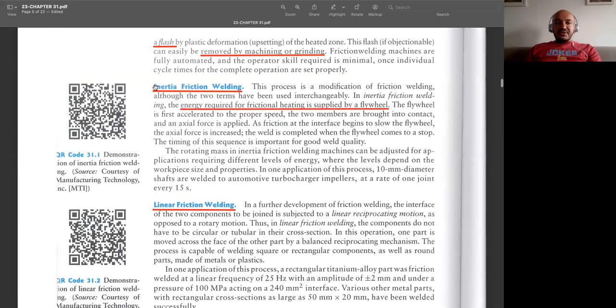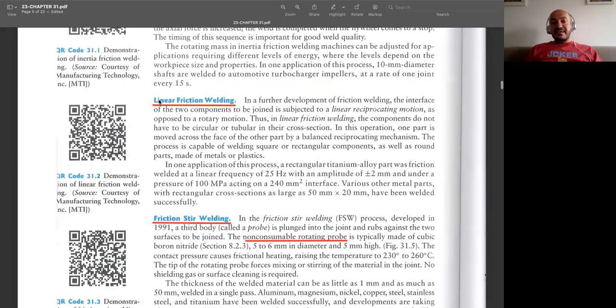We have another version of it. This is called inertia friction welding. The difference with respect to the previous one is that we don't use helical motors this time. The rotational speed is provided by a large flywheel, but the rest is the same.